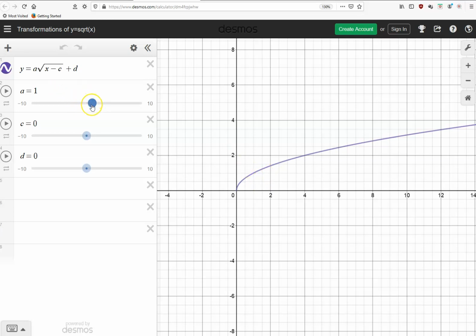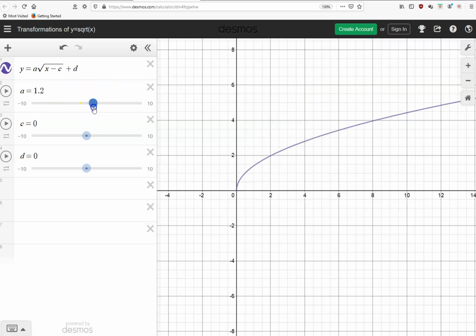Now before I move this slider to the right, I want you to think to yourself, what's going to happen to the graph when I do this? Okay, let's see what you've thought. So let's look at this point just here. 4, 2 is on this graph. If I make a equal to 2, 4, 2 goes up to 4, 4. And if I make a equal to 3, 4, 2 goes up to 4, 6. In other words, it's multiplying the y-coordinate by a.